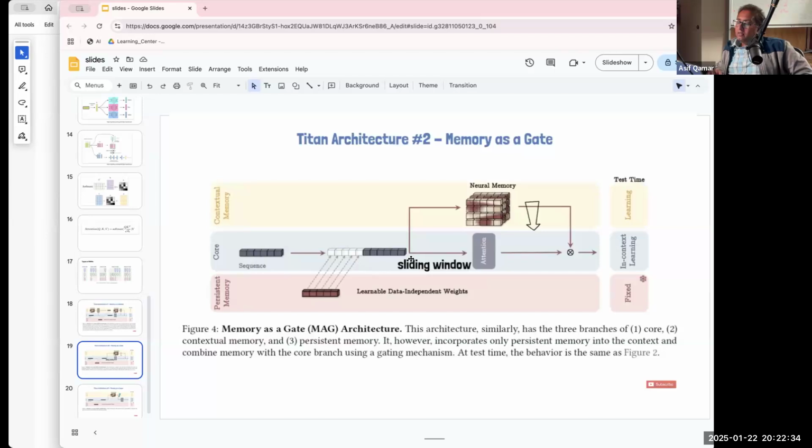Rather, only the information coming from the input sequence and from the persistent memory are fed into the long-term memory to add into the long-term memory. You can visualize it like that. So that is all the difference between the previous architecture and this architecture.